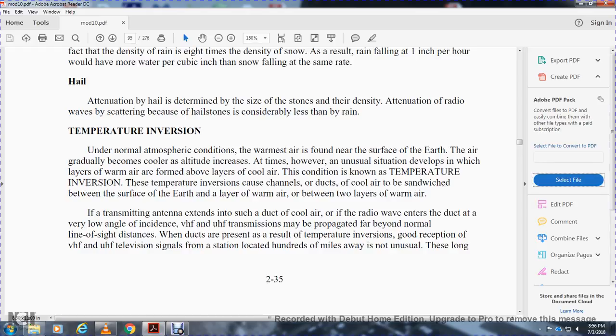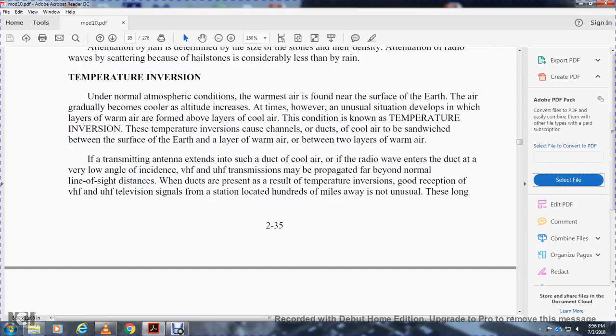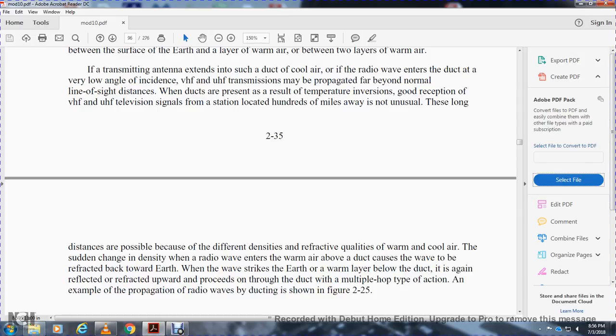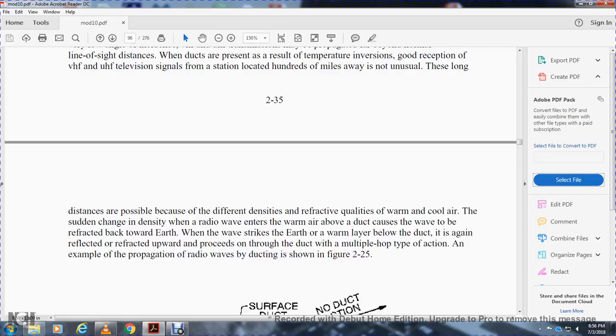The extra distance resulting from temperature inversion gives good reception of VHF and UHF television channels with signals from hundreds of miles away. These longer distances occur because of the different density and refractive quality of the warm and cool air. The radio wave entering the warm air above the duct is refracted back to Earth. When the wave strikes the Earth or the warm layer below the duct, it is again reflected and refracted upward, traveling through the duct with a multiple hop type action.